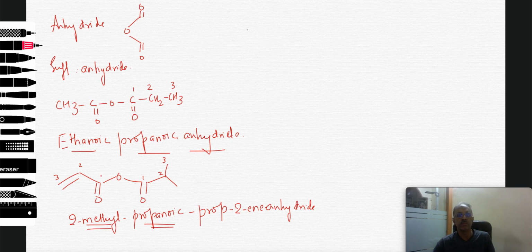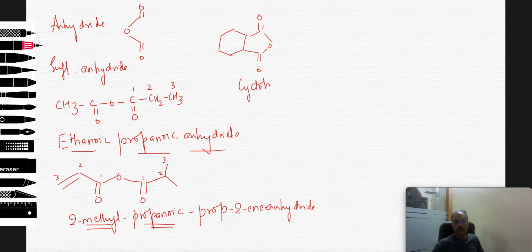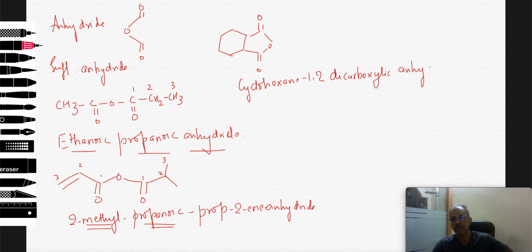Similarly, suppose one cyclic example. Now this will be cyclohexane-1,2-dicarboxylic anhydride.